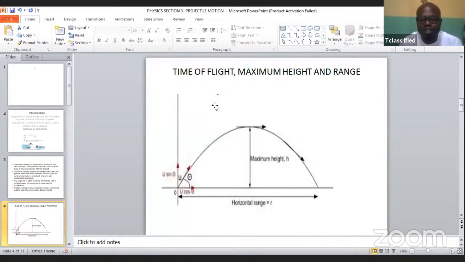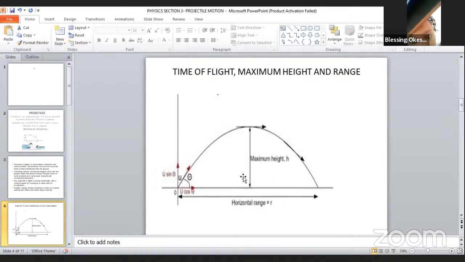This is another very typical example of a projectile motion. See this, it moves like this and comes down. So there are components of this projectile motion that you must know about. Number one is what we call the range. The range is the total distance from where the projectile started to where it came down.